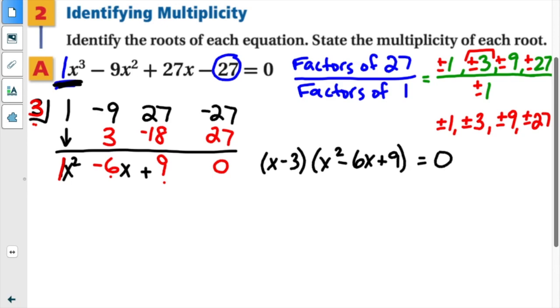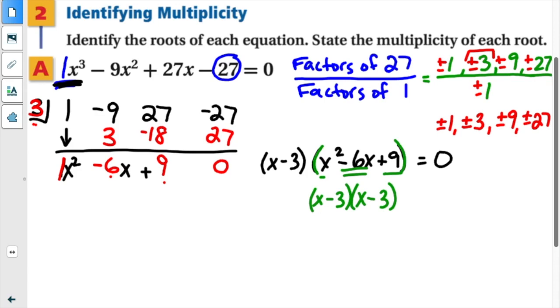Now you can do synthetic division again here if you'd like, but if you look at this set of parentheses, that's a perfect square trinomial. So you can square root 9 and it's 3. You can square root x squared and it's x. So this would factor to x minus 3 times x minus 3, right? Because negative 3 times x times 2 gives us that negative 6x in the middle.